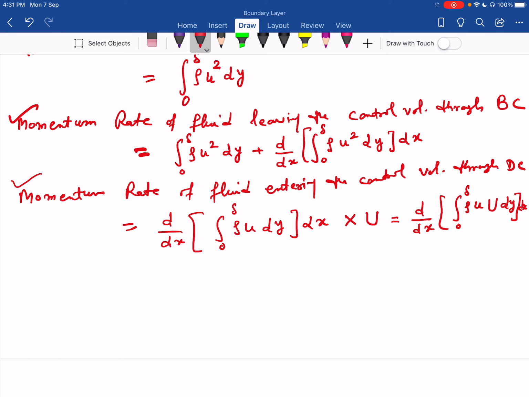Now in next step I can write the rate of change of momentum. The rate of change of momentum of control volume.